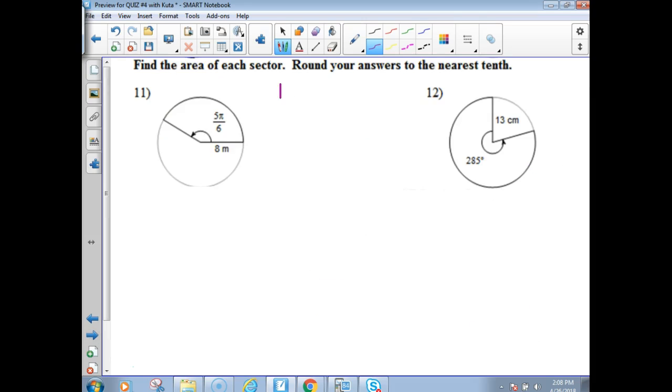Find the area of each sector. Area of the sector is 1/2 R squared theta. We plug in R and theta. This area is going to be 1/2 of 8 squared times 5 pi over 6.